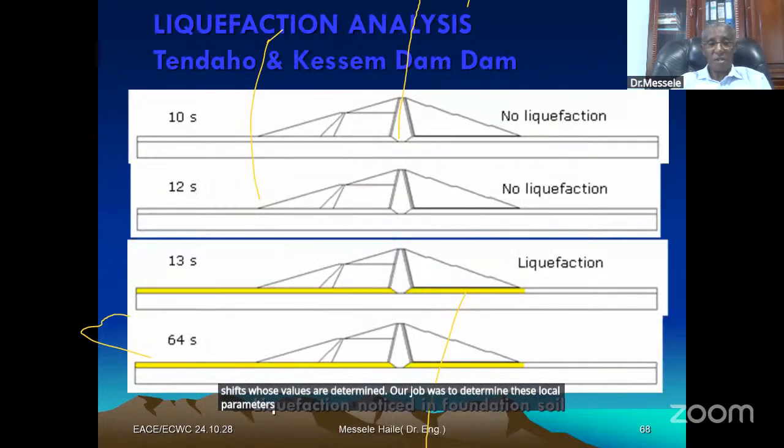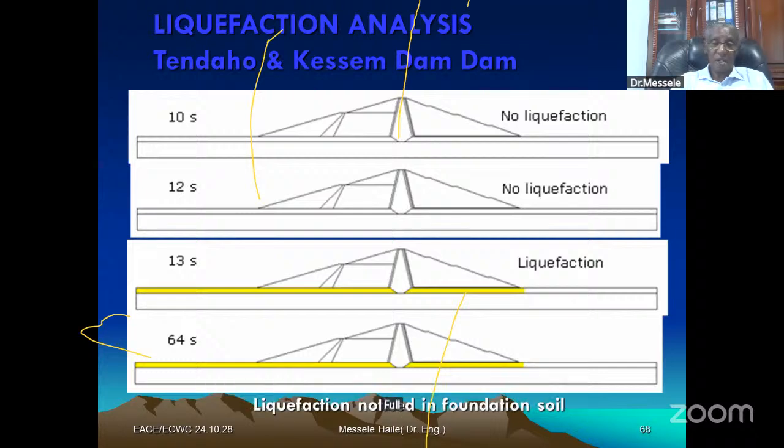Some dynamic analyses are also done. For a dam, for example, we have found liquefaction in one dam. It is now built. Full dynamic analysis is done, and it is possible. We have tried in Ethiopia.